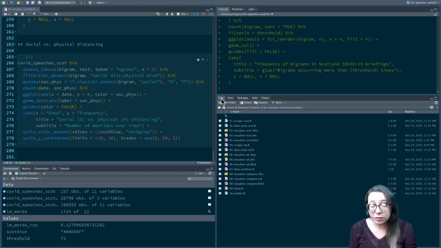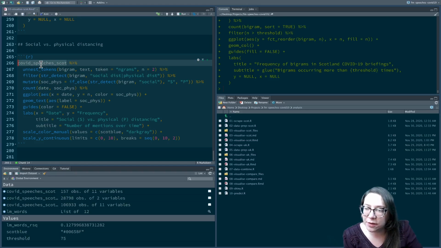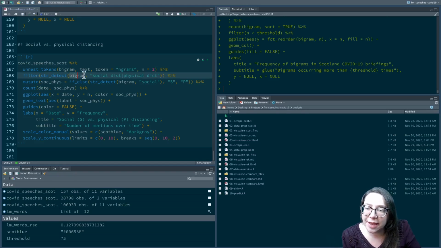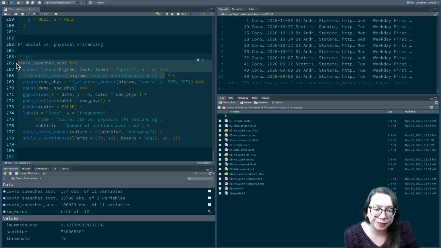So what I did here is I said, let's take a look at these bigrams. We're basically starting with these speeches, and I'm nesting the tokens for the bigrams. And then I say, anytime you see social dist or physical dist. So sometimes it's social distance, sometimes it's distancing, or sometimes it's distant. So in order not to make a distinction between those, I said, if you see any one of these, filter them. So we can take a look to see how many times these got said.